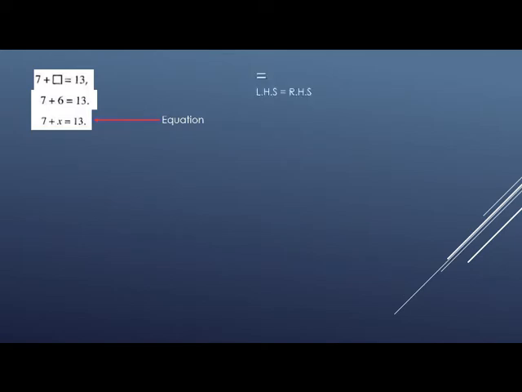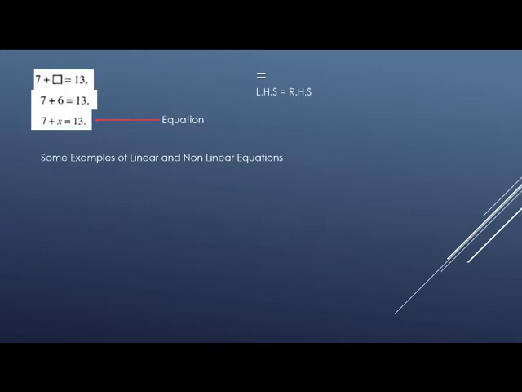In an equation, when we have an equal sign, it represents that the total value on the left hand side, called the LHS, that is 7 plus x, must be the same as the value on the right hand side, represented by the RHS of the equation, that is 13.